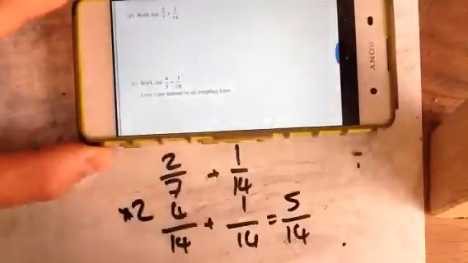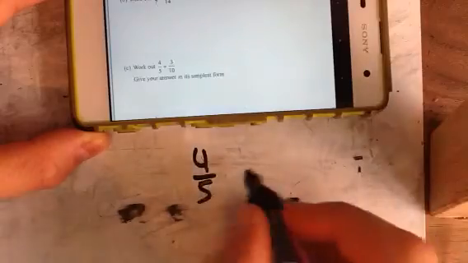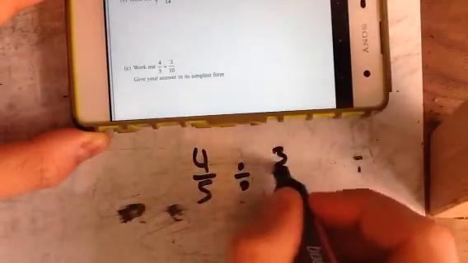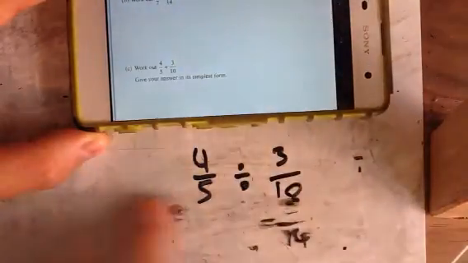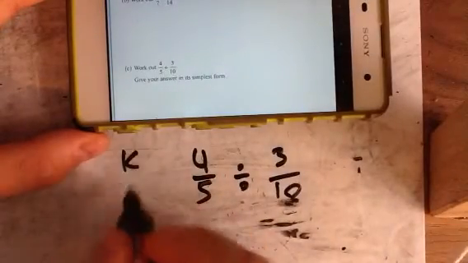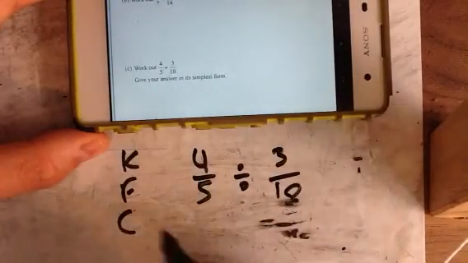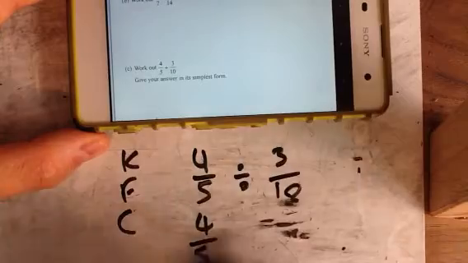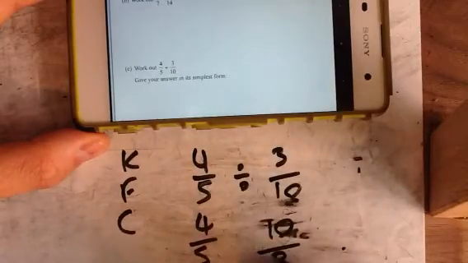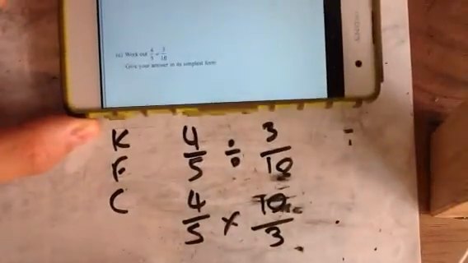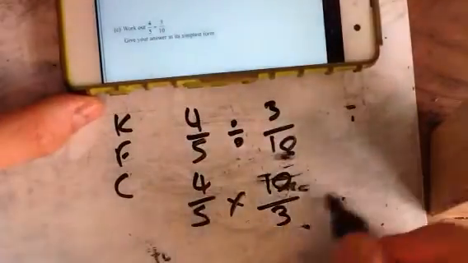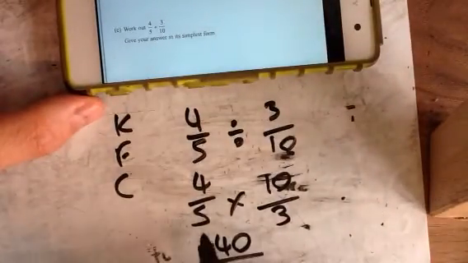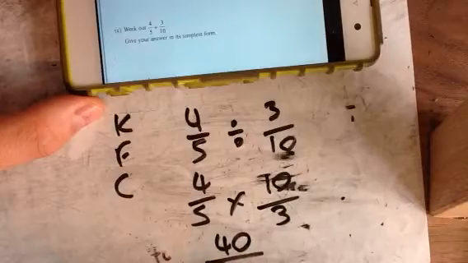Okay. My last one on this section, 4/5 divided by 3/10. Right. When we do this, we always do KFC, as in a chicken restaurant. Keep the first one, flip the second one, change the sign. Now we're multiplying fractions, which is a lot easier to do. 4 times 10 is 40. 5 times 3 is 15.